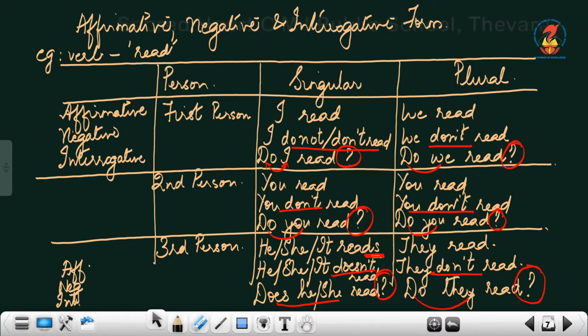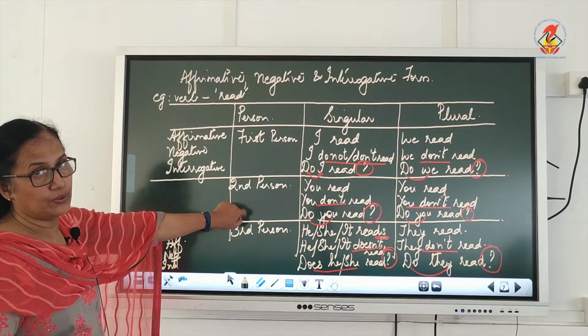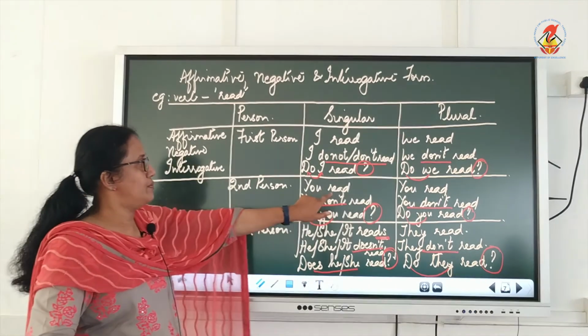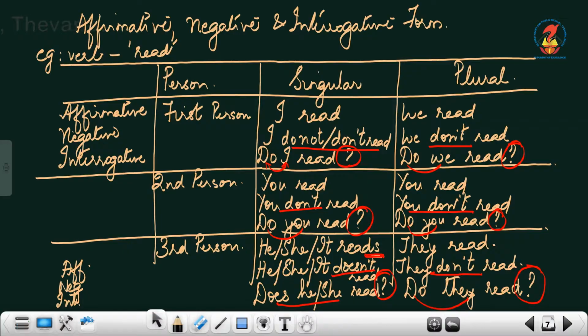In the same way, how will you express it in the plural form? Do we read? And then, of course, the question mark. So, this is with regard to the first person. Now, the second person is what? You. So, you read. And when you express it in the plural also, it will come as you read.